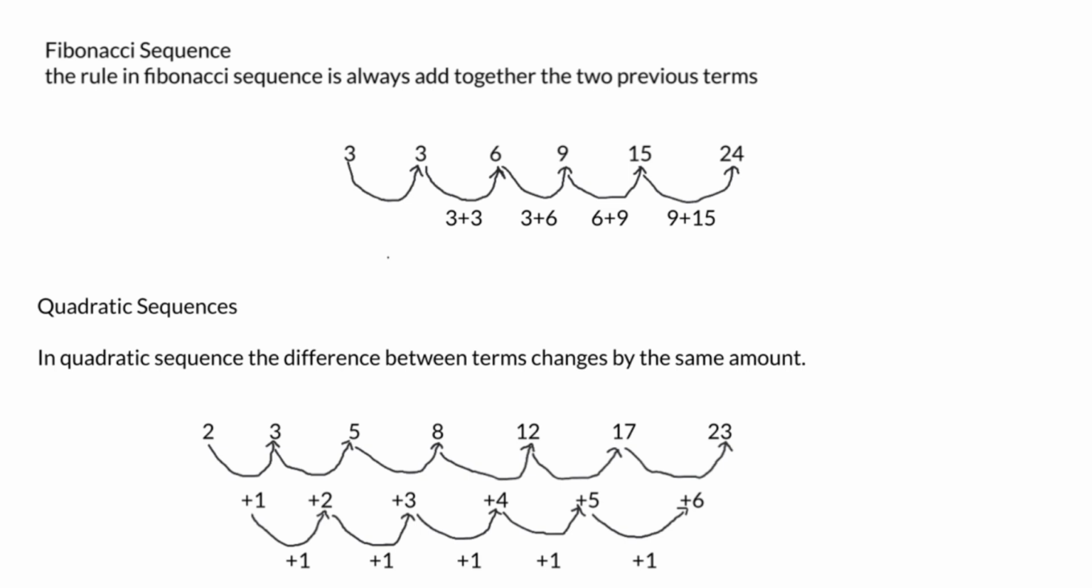Now, the quadratic sequence. In quadratic sequence, the difference between terms changes by the same amount. You can see here, 2 plus 1, you have 3. 3 plus 2, you have 5. 5 plus 3, you have 8. 8 plus 3, you have 12. 12 plus 5, you have 17. 17 plus 6, you have 32. It's increasing. The common difference in between is increasing by 1. You keep adding 1 to the difference, and you keep going from the previous to the next one.